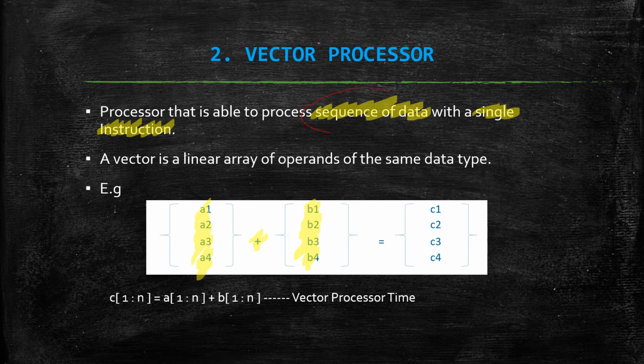But what we need to understand is that the vector processor can perform a single operation on a sequence of data by applying only a single instruction. And this vector is nothing but a linear array of operands. These are the operands, and this is the linear array. But the condition is that everything should be of the same data type. This type of processor we call a vector processor.